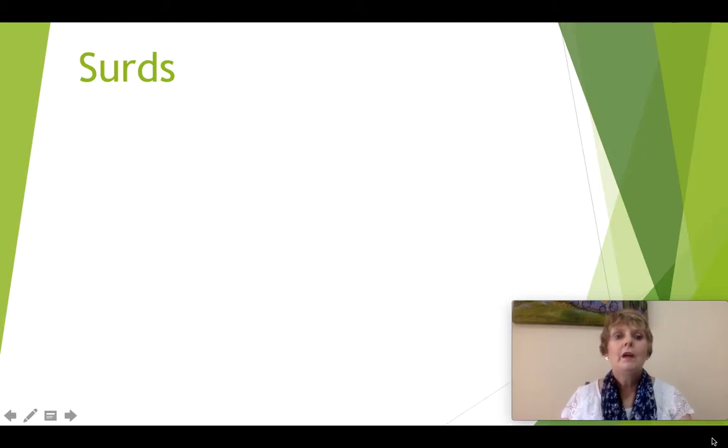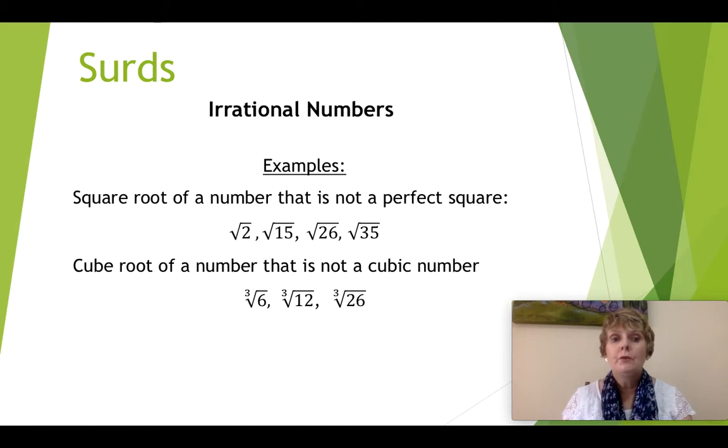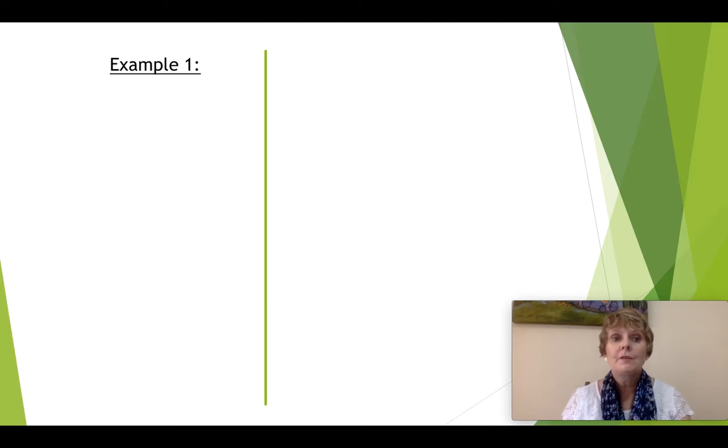Hi guys, we're going to look at surds today. Surds are irrational numbers. For example, a square root of a number that's not a perfect square, or the cube root of a number that's not a cubic number. Let's look at some examples.